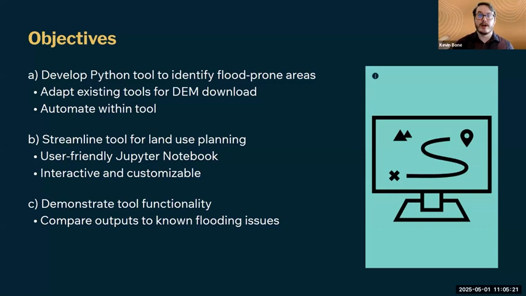I wanted the user to interact with it, to make choices, and to be able to go back and repeat steps. Jupyter notebooks can have markdown cells with explanatory text, images, and links to more info. So really, I want it to be an educational tool. I want the user to understand what they're doing, but also understand what the tool can't do. Finally, to demonstrate the tool functionality, I compared the outputs to some known flooding issues at a study area.